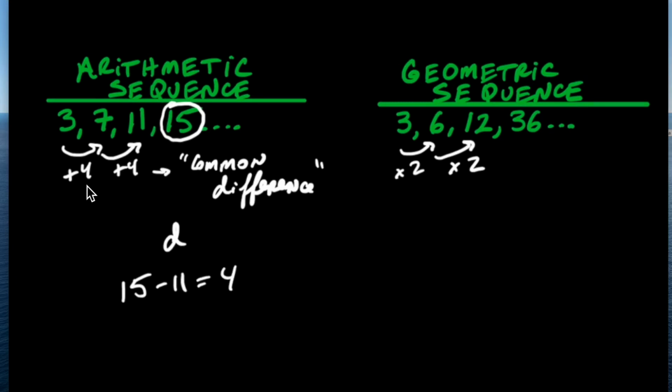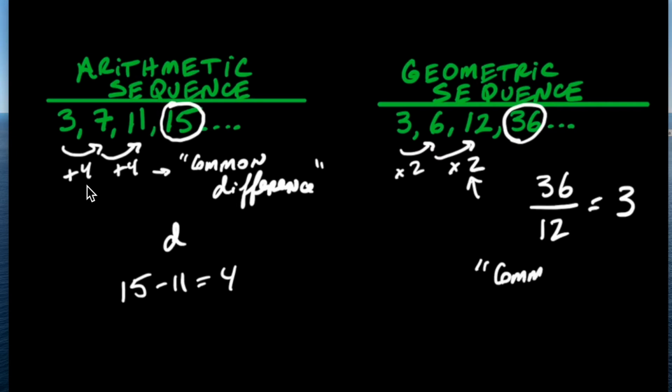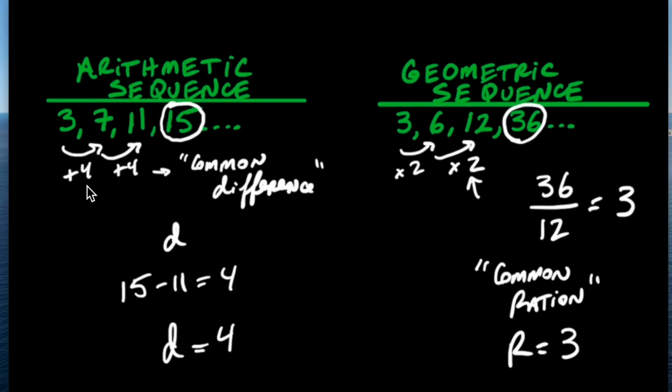And on the right, with the geometric sequence, this value is found by dividing. So we're going to take this number and divide it by the number that's to its left. This reveals the so-called common ratio, also known as the R value. So R will equal 3, and over here D would equal 4.